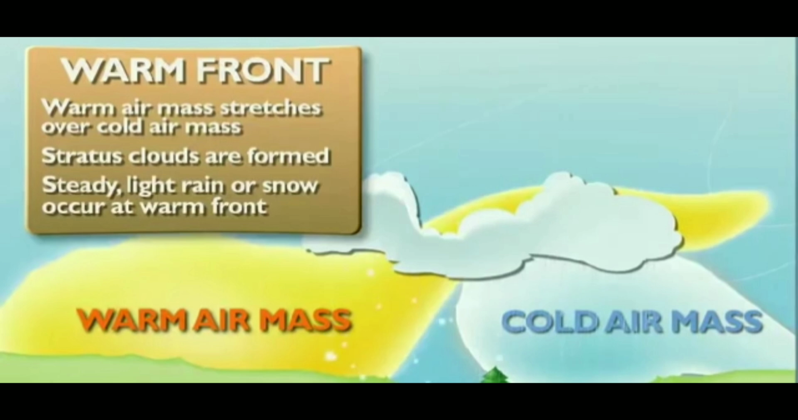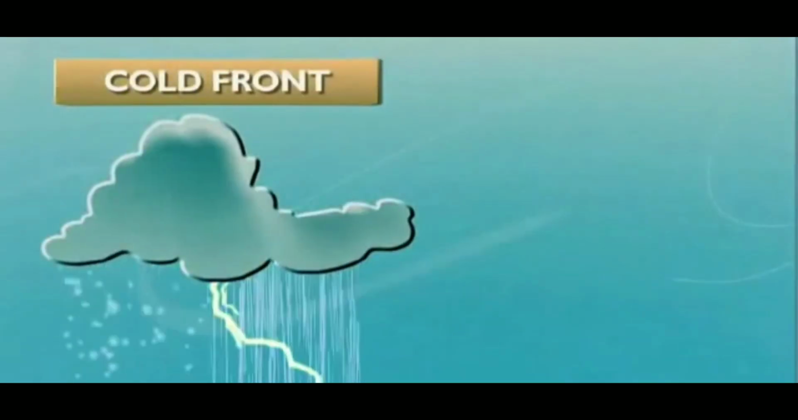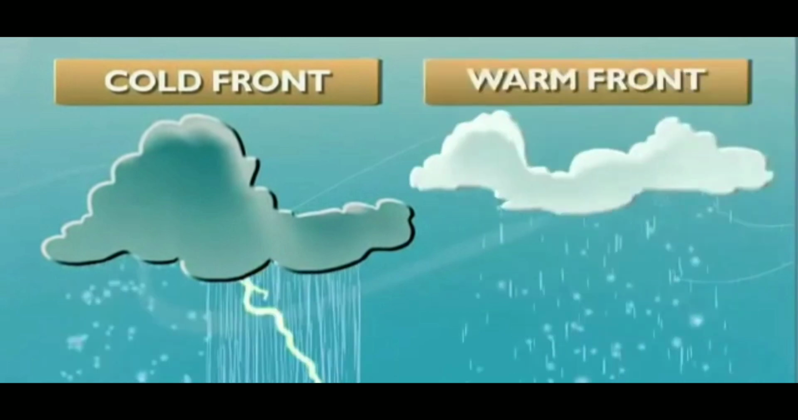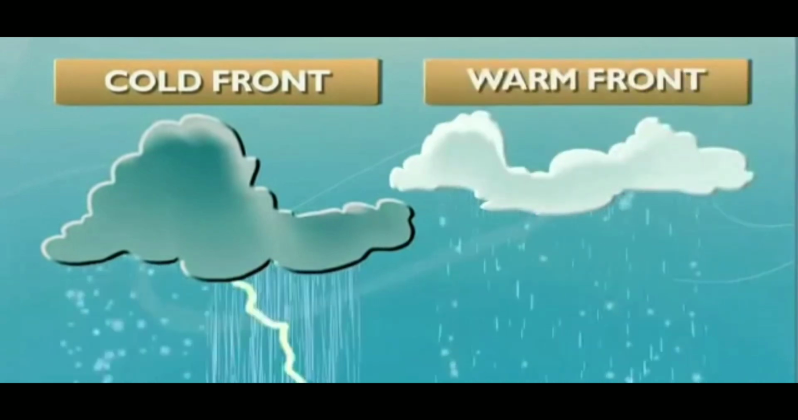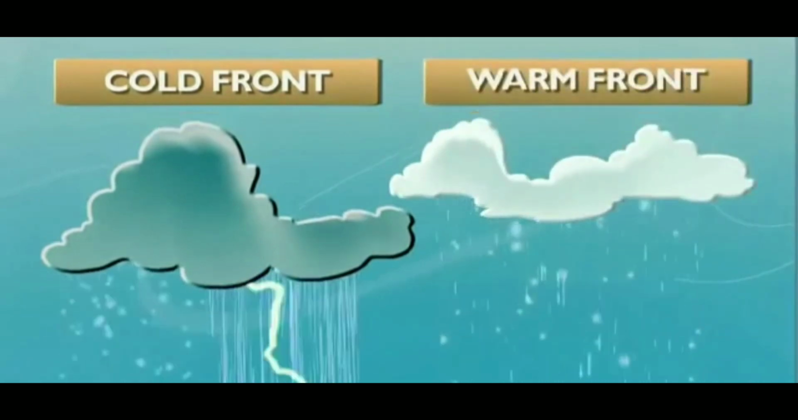A warm front could cause rain and snow too, but it is light and steady, unlike the cold front that gives heavy and stormy weather. So a cold front means a pretty crazy bad weather, and a warm front means it still might rain or snow, but it won't be so intense as to the cold front.